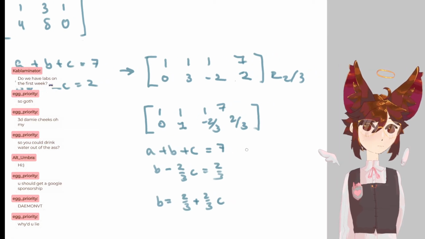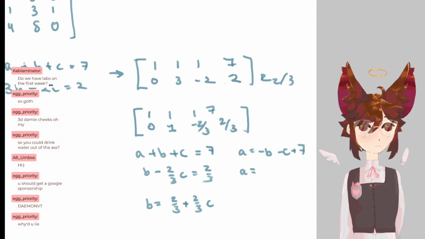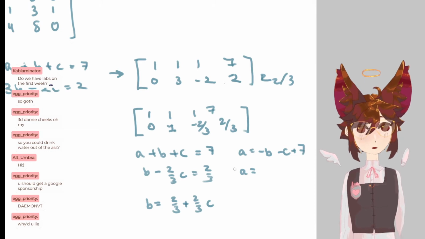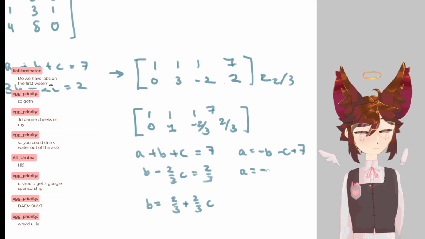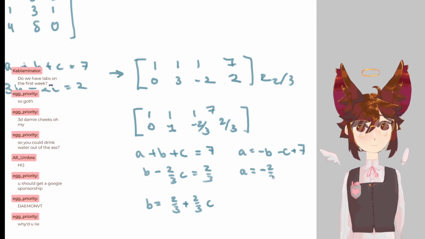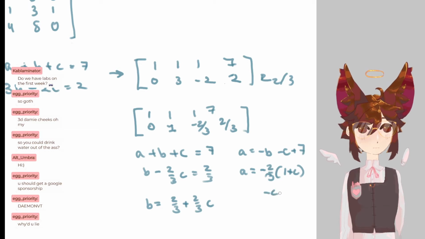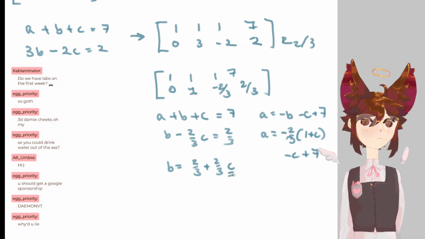And we can say a equals negative b minus c plus 7. And we can say that a equals, well, you see that if this canceled out, this would be a little bit easier of a substitution. A equals, right, negative, what would that be? Negative 2/3 times 1 plus c minus c plus 7. So we've now represented both of these, a and b, all in terms of c.